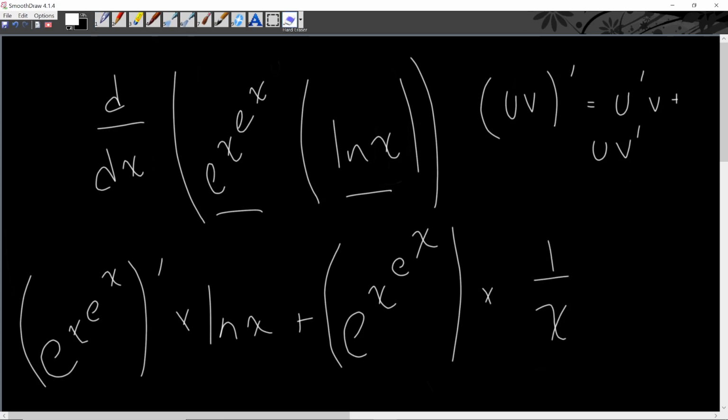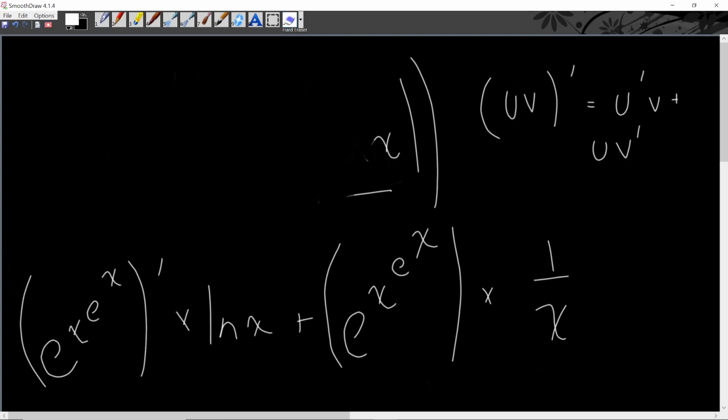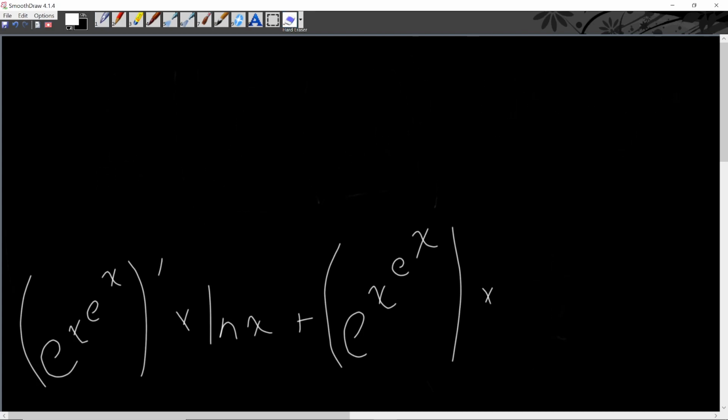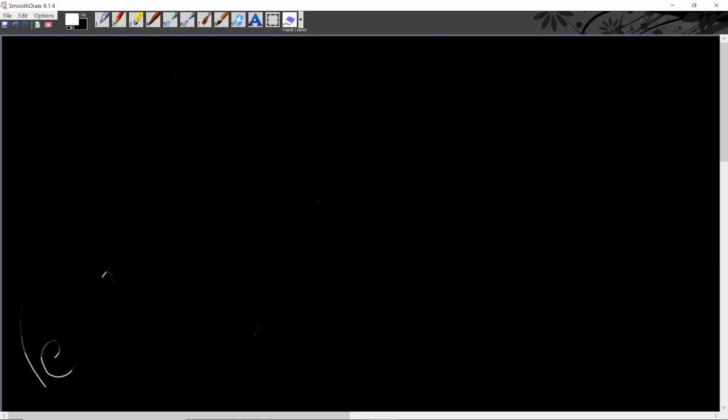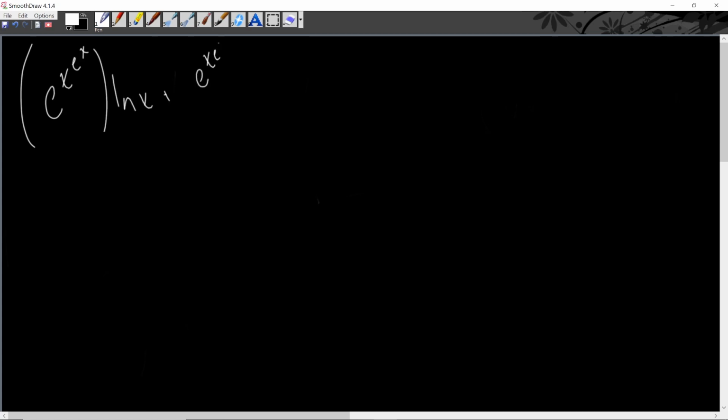Now we are going to do another e to the u thing. So let's rewrite what we have so far. We have the derivative of e to the power of x to the power of e to the power of x times ln x plus e to the power of x to the power of e to the power of x all over x, right? And then we will do the derivative of this, and this will have a prime.